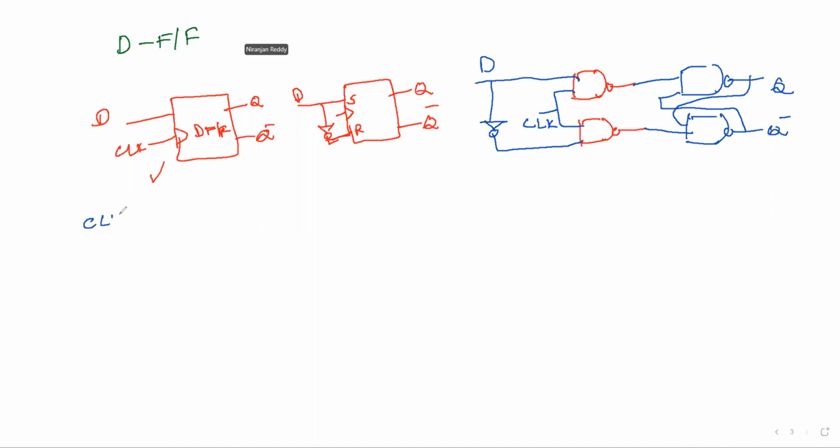So the clock input is only one, that is D, right? And output I call it as a QN. When the clock is 0, whatever may be the value of D, it is called no change.